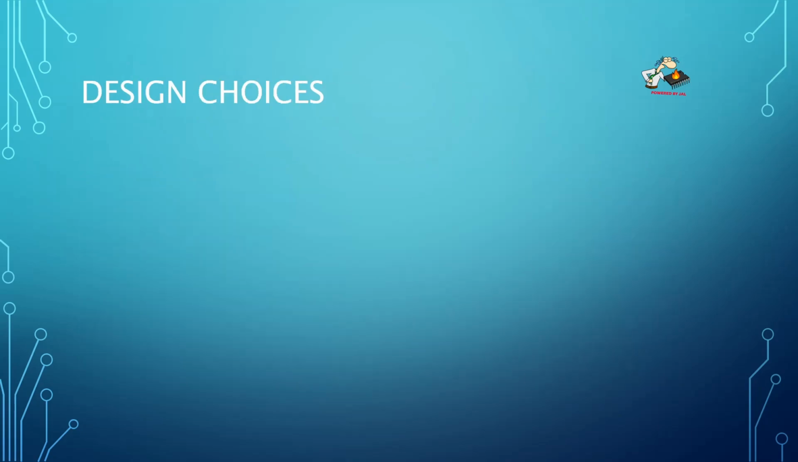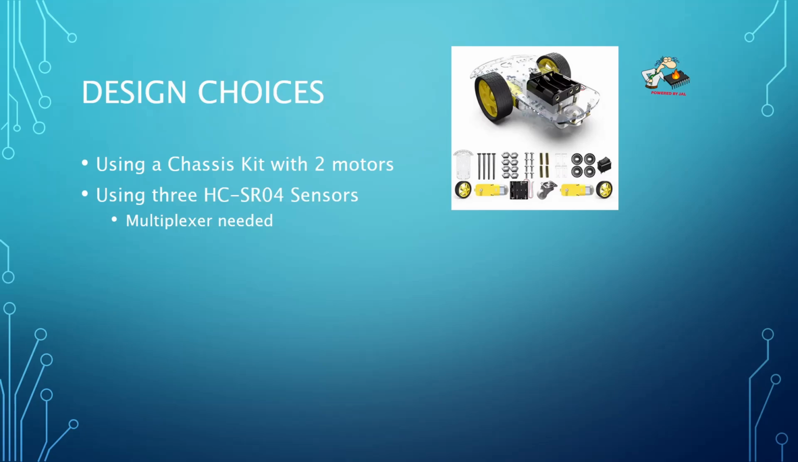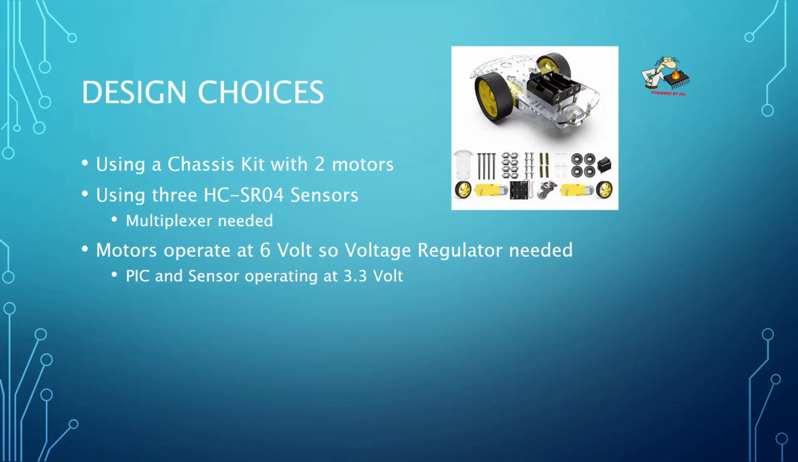So what are the design choices that I made? First, of course, you need a kit. And I'm using a kit with 2 DC motors. I'm also using 3 distance sensors, but because I'm using 3 I need to multiplex them, but I will explain that later. And these motors operate at 6 volts, but 6 volts is too much for the electronics, so I'm also using a voltage regulator at 3.3 volts.